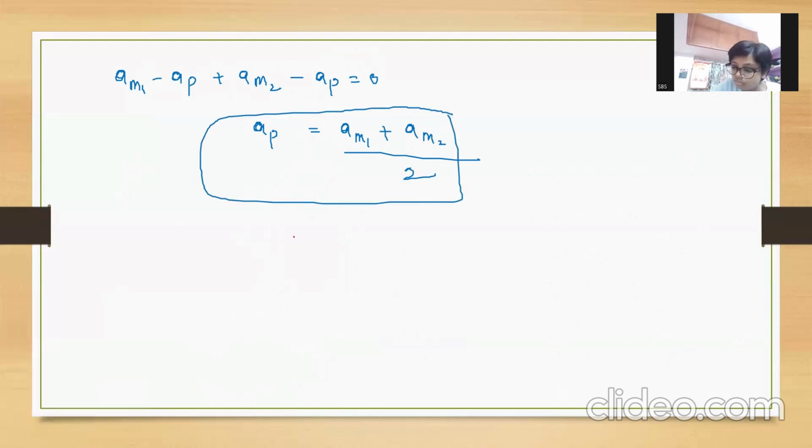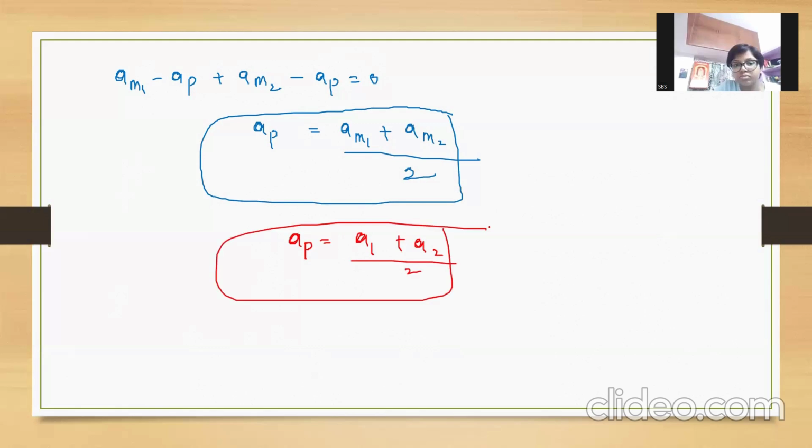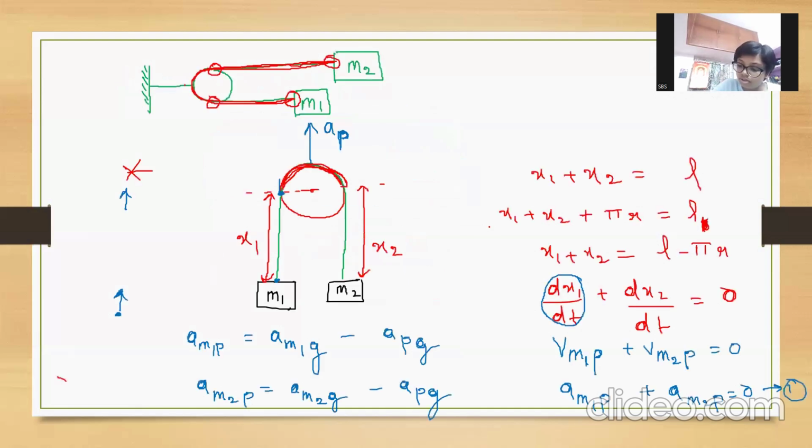Somebody is writing like this. They are considering acceleration of m1 block a1 plus a2 by 2 like this. That is also correct. No need to worry. Understood? This is a very, very important relation. Like, this is a calculation relation. Just now I have derived it. This is a calculation relation. After doing the calculation, I am getting this.